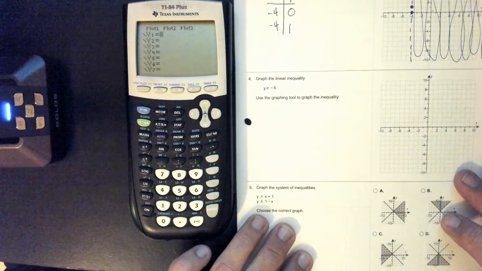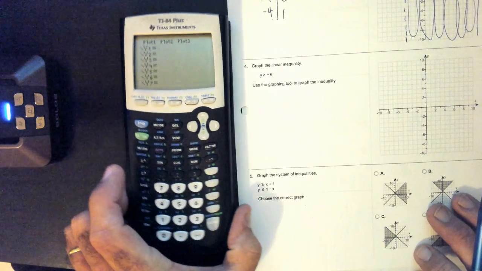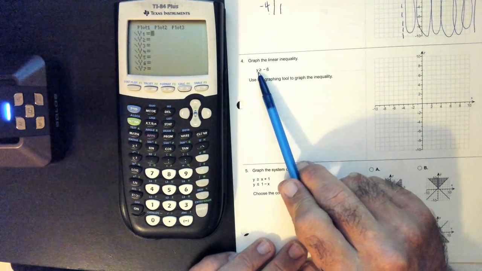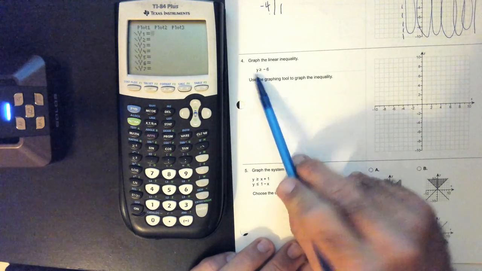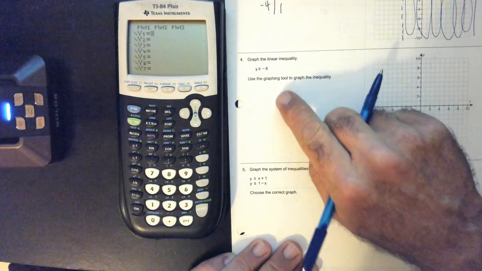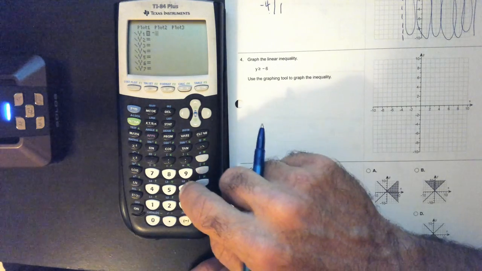Alrighty, let me move that up here. I got 2 more on here. Now, luckily, this one has only the y variable, and guess what? The calculator has nothing but y's on it. So what I'm going to do is go to my y equals, and I'm going to put in negative 6.